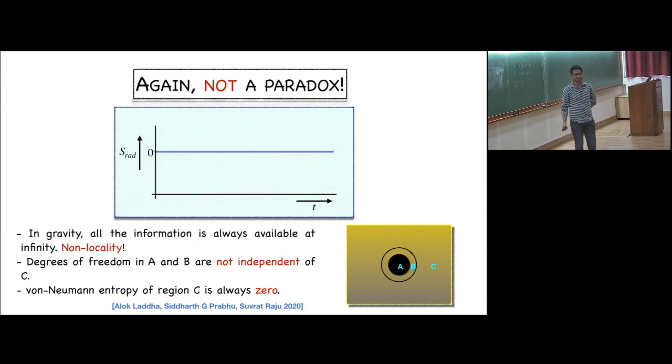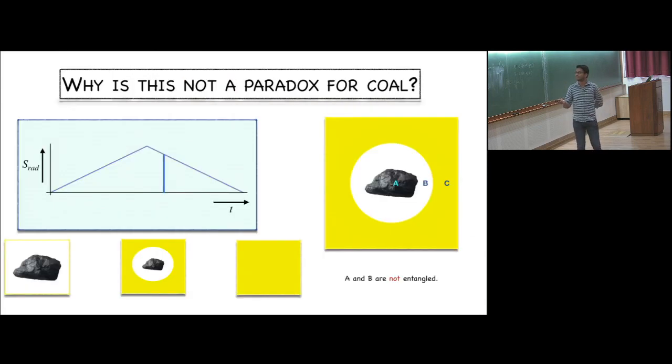So can you go back to this coal example where you say that the radiation entropy increases and then decreases? Yes. So what is this entropy? How is this entropy defined? So this is the von Neumann entropy. So this is just trace rho log rho of everything apart from the coal.